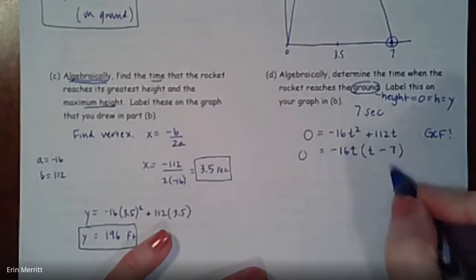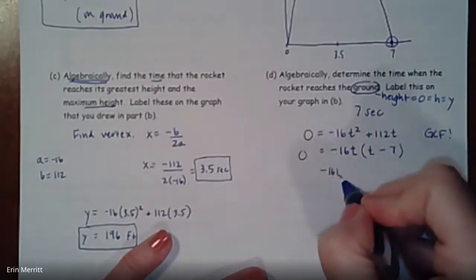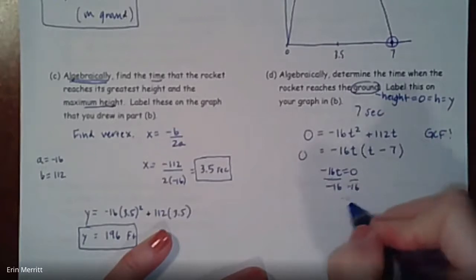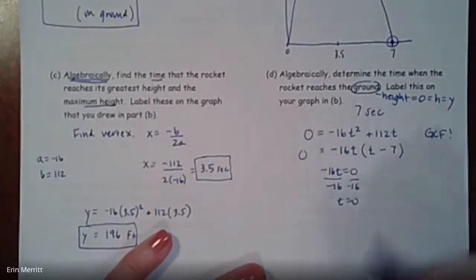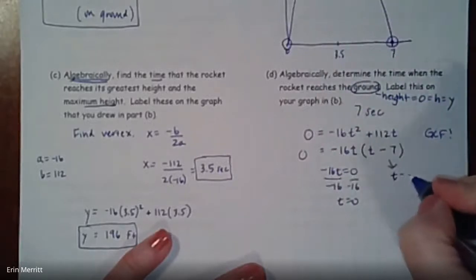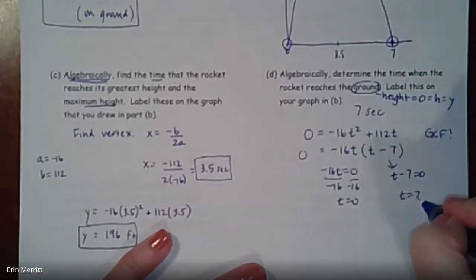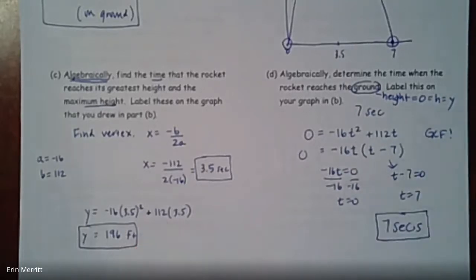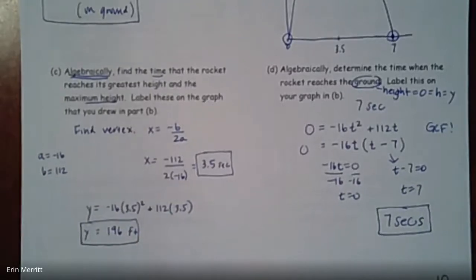And you can kind of see where that 7 comes in. So this piece of it, when you set it equal to 0, just ends up producing t equaling 0. So there's that x-intercept. And then this piece of it, the t minus 7 equals 0, that produces the other one. And so at 7 seconds is when the rocket will come back down and hit the ground there. All right, let's keep on moving.